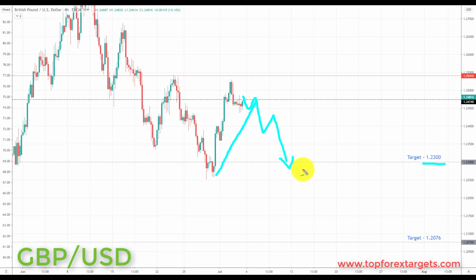So we're going to look for another run down towards this key of support. And if we can get a breakthrough here, we're going to once again be looking down towards the next key of support to the downside and target 2 at the 1.2076.